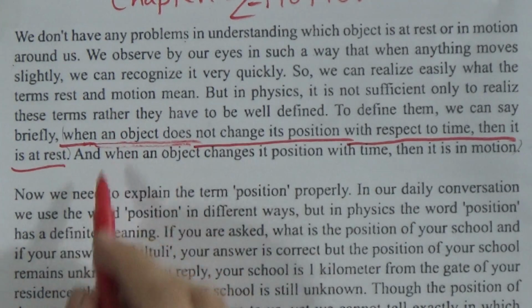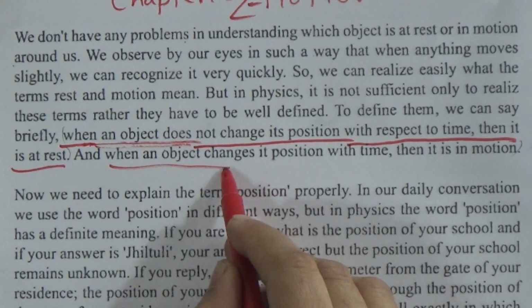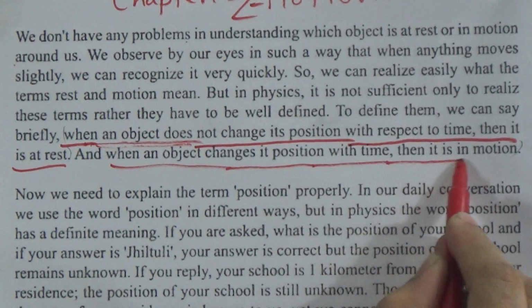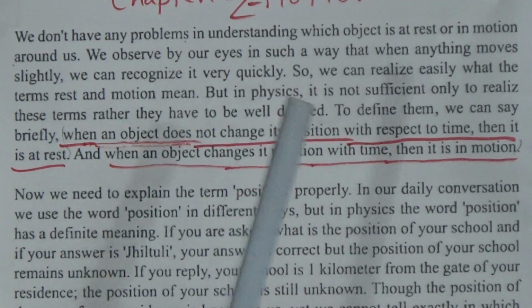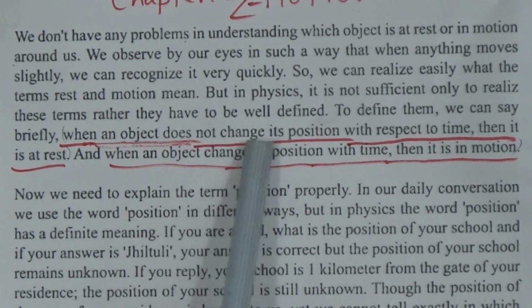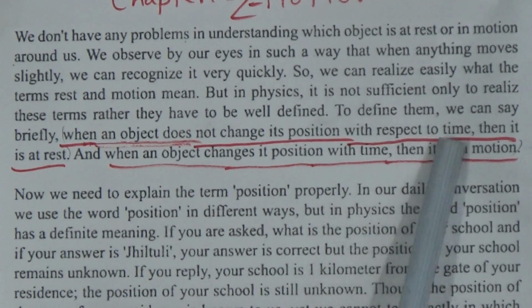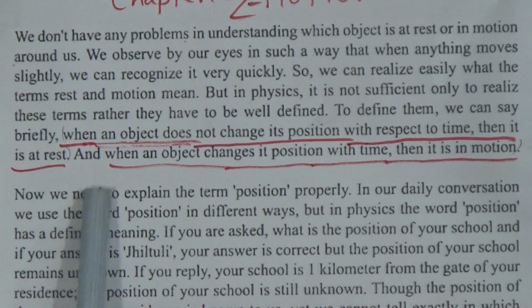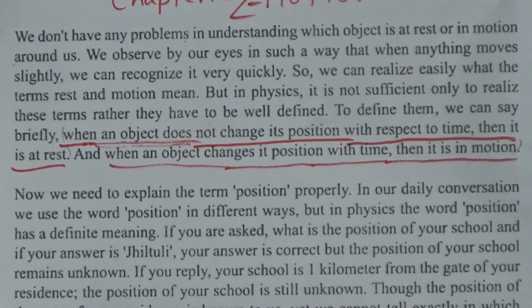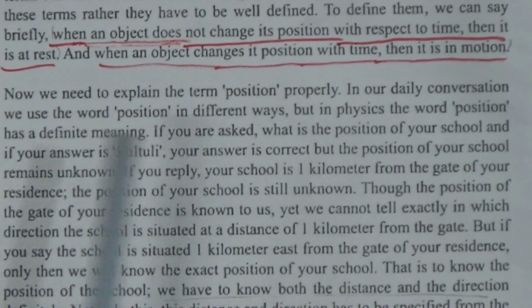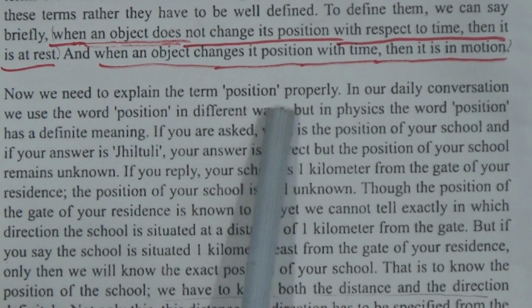And what is motion? When an object changes its position with time, it is motion. My dear students, memorize this question and answer. What is rest? When an object does not change its position with respect to time, it is rest. And when an object changes its position with time, this is called motion. Now we will give some examples about rest and motion.